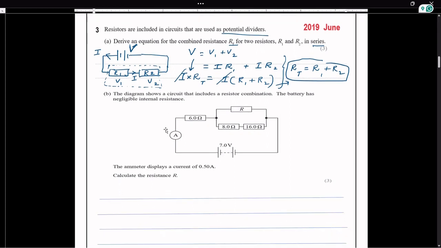Now let's move on to the next part of the question. The diagram shows a circuit that includes a resistor combination. The battery has a negligible internal resistance. So we are not considering the internal resistance. So r is equal to 0.